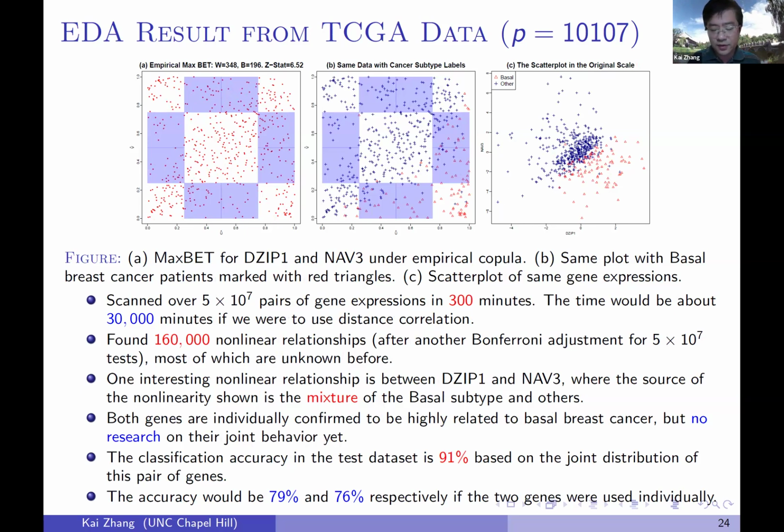The joint relationship to the basal subtype cancer, because you can just draw a line here and classify this subtype cancer with 90% accuracy. But if we only use one of the two variables, the accuracy is in the 70s, right? So we can gain a lot by using things jointly. So that's one thing we can gain from EDA.